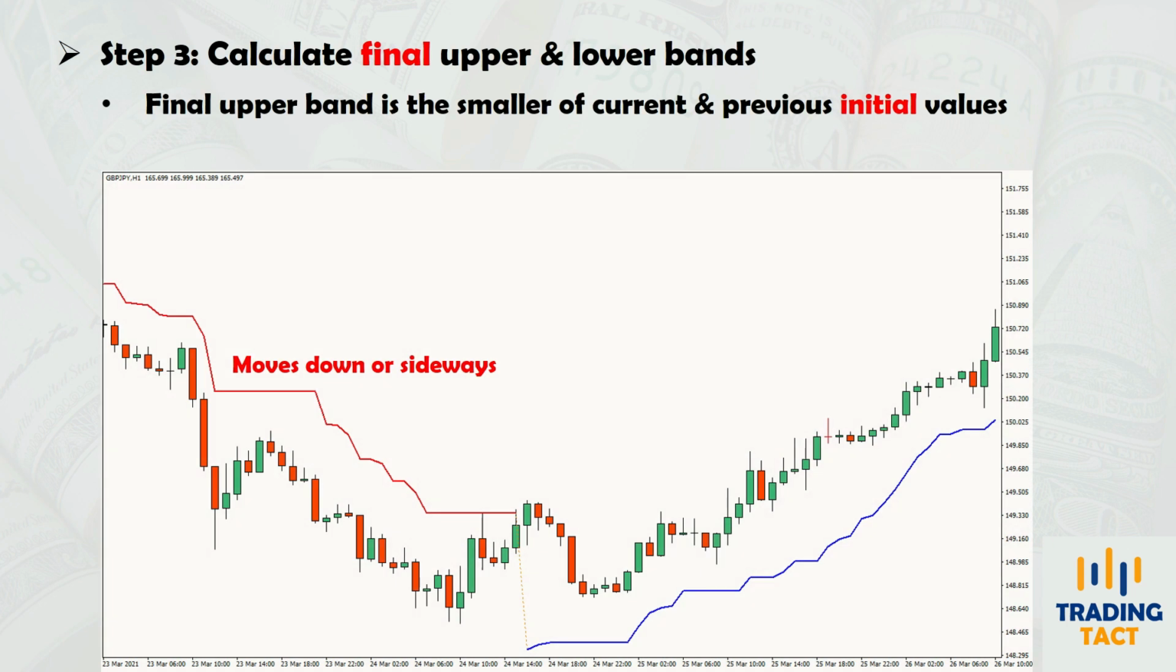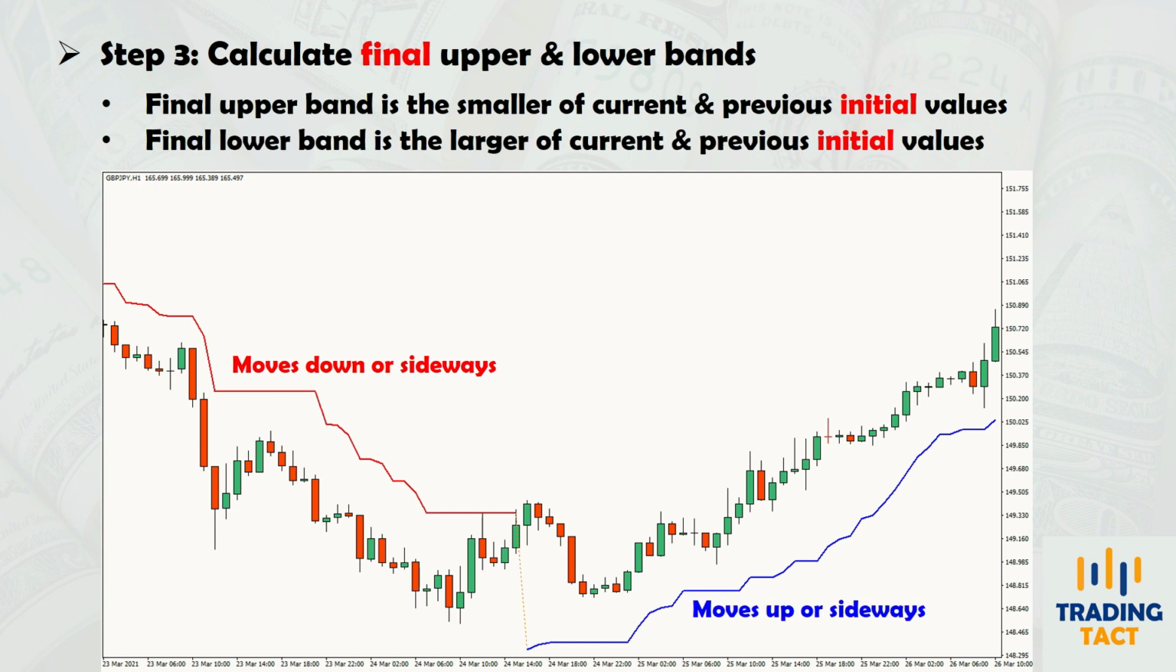The final upper band value is the smaller of the current and previous initial upper band values, calculated in step 2. If the previous initial value is smaller, the band moves sideways. Likewise, the final lower band value is the larger of the current and the previous initial lower band values. If the previous initial value is larger, the band moves sideways.